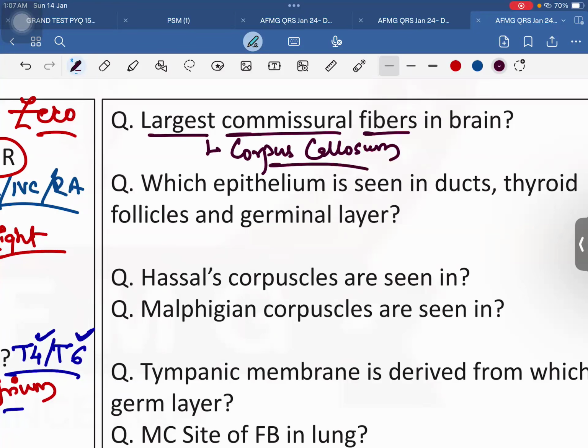Please remember that there are four parts of the corpus callosum. We have the rostrum, then we have the genu, that is the bend, then we have the body and the splenium. So rostrum, genu, body and splenium are the four parts of the corpus callosum, beta.